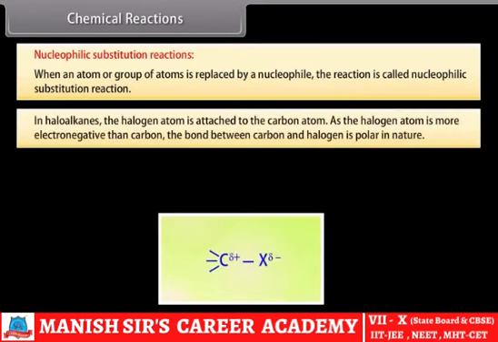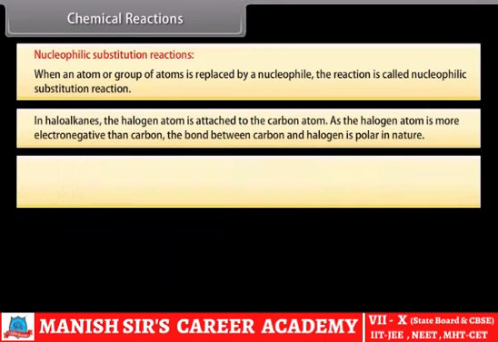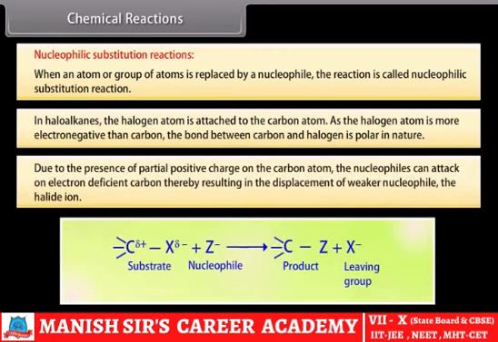In haloalkanes, the halogen atom is attached to the carbon atom. As the halogen atom is more electronegative than carbon, the bond between carbon and halogen is polar in nature. Due to the presence of partial positive charge on the carbon atom, the nucleophiles can attack on electron-deficient carbon, thereby resulting in the displacement of weaker nucleophile, the halide ion.